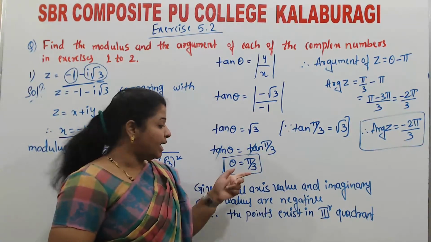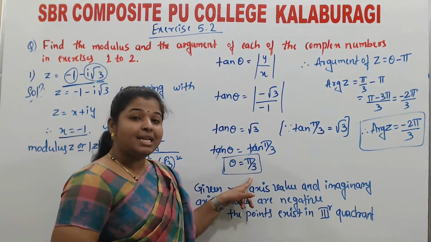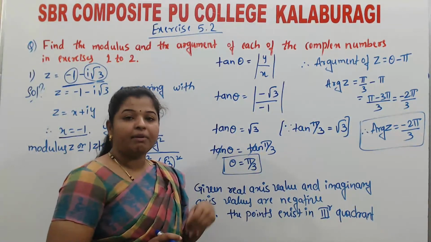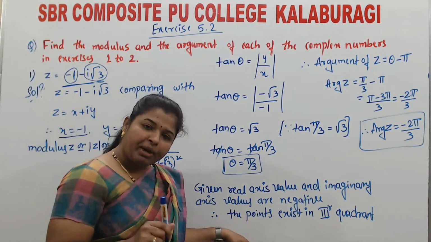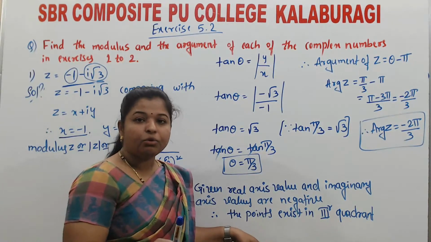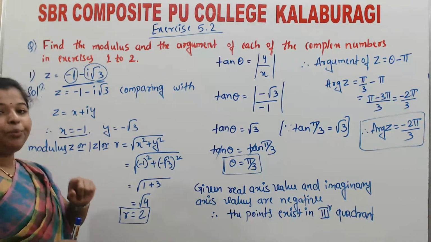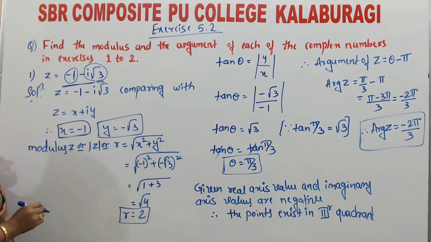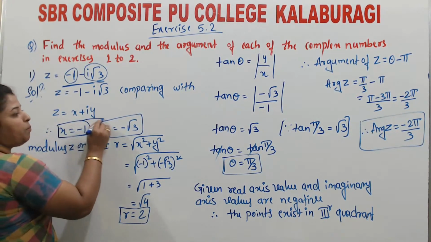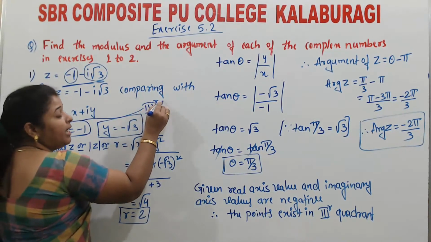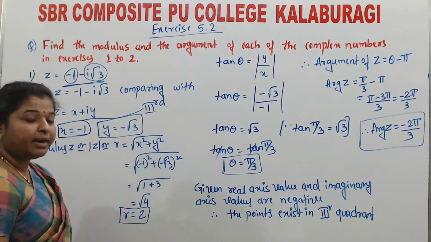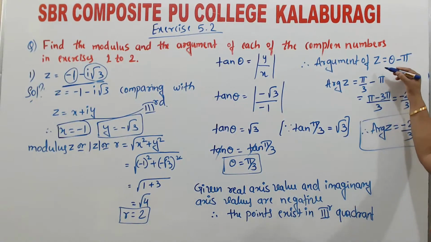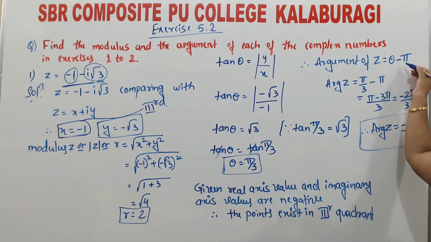Here we know the value of theta. This is not the argument. This value is theta only, right? After finding the value of theta, we have to write the argument of the given complex number, right? Before writing the argument, we have to check in which quadrant the given points exist, right? Both are negative. x is also negative, y is also negative, which means these two points exist in the third quadrant, right? In the third quadrant, how do we write the argument of z? Argument of z we write as theta minus phi, right? Argument of z is theta minus phi. Already we discussed this one, right?